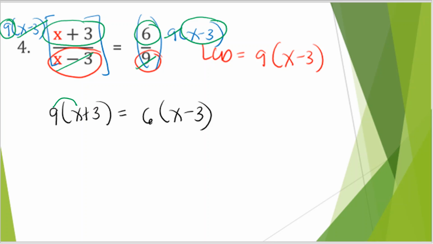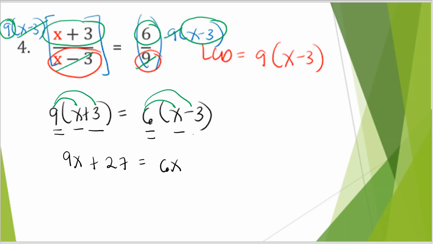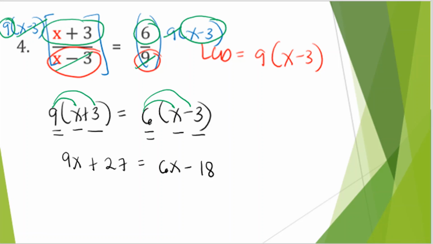Next, let us apply distributive property of multiplication. So we have 9 times x is 9x. 9 times positive 3 is positive 27, is equal to 6 times x is 6x. 6 times negative 3 is negative 18. The next step is to solve the equation.